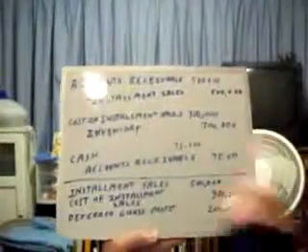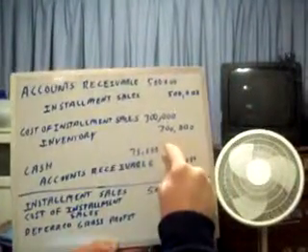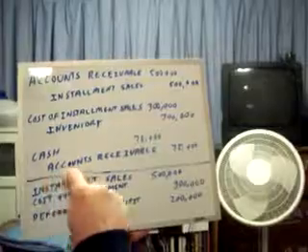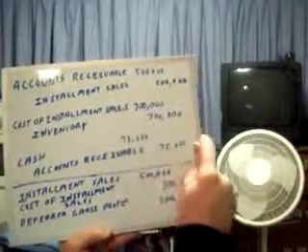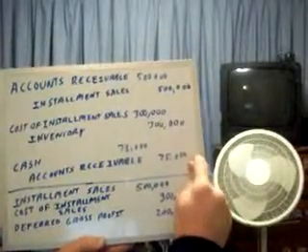Okay, so what happens next year? Let's say that Tom is now able to round up another $100,000 to send to Bill. Okay? Well, the following year, cash is debited $100,000 and the accounts receivable from that installment sales is credited $100,000.